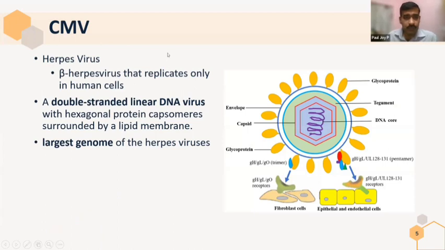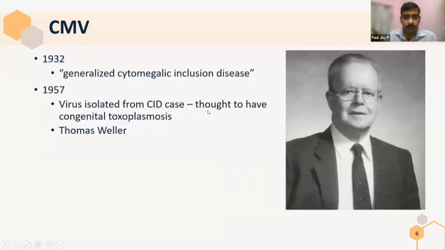Coming to a short introduction to CMV, it's a beta herpes virus that replicates only in human cells. It has a DNA core surrounded by the capsid, which is surrounded by a tegument layer, and which is further surrounded by a glycoprotein covering. The most antigenic is the glycoprotein cover, or the GB. It is a double-stranded linear DNA virus, and it has the largest genome of the herpes viruses.